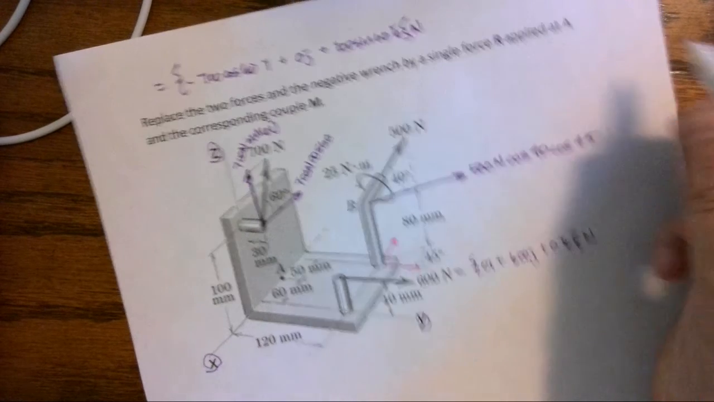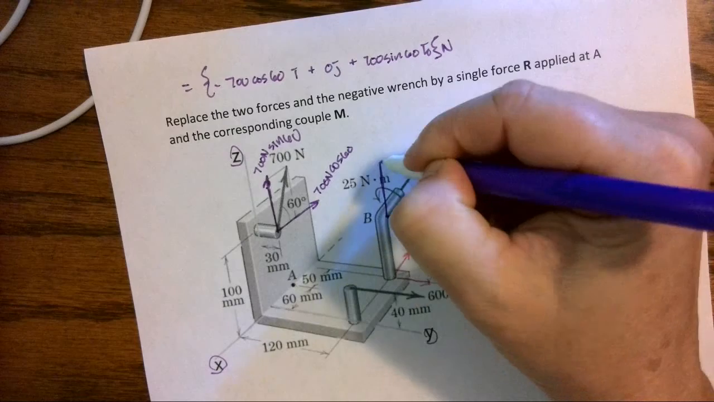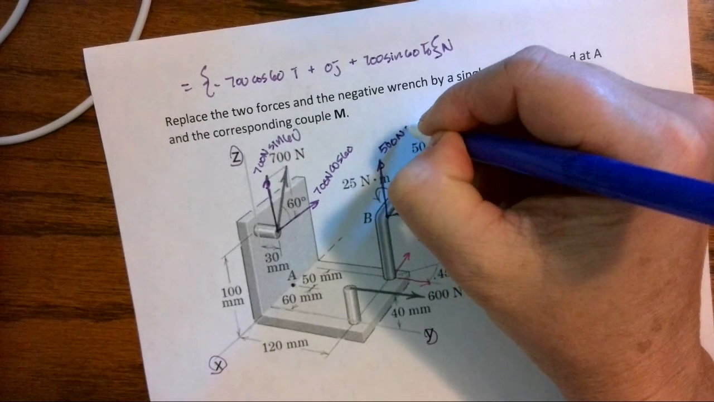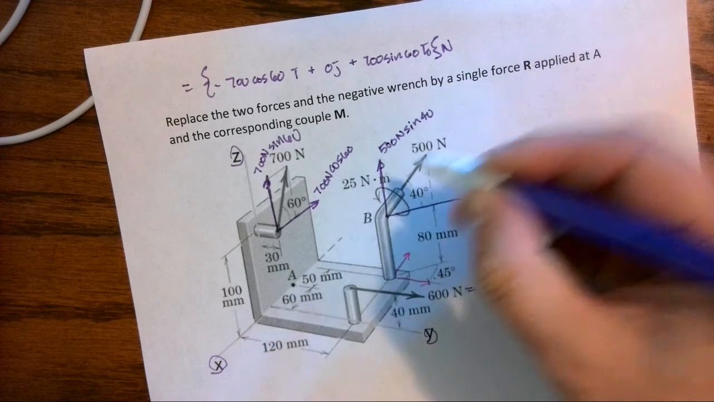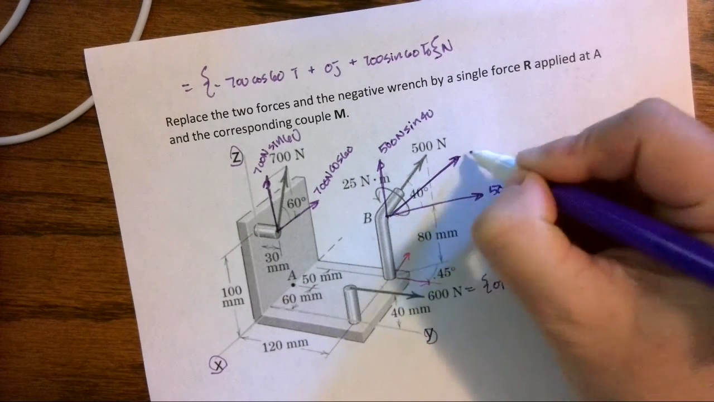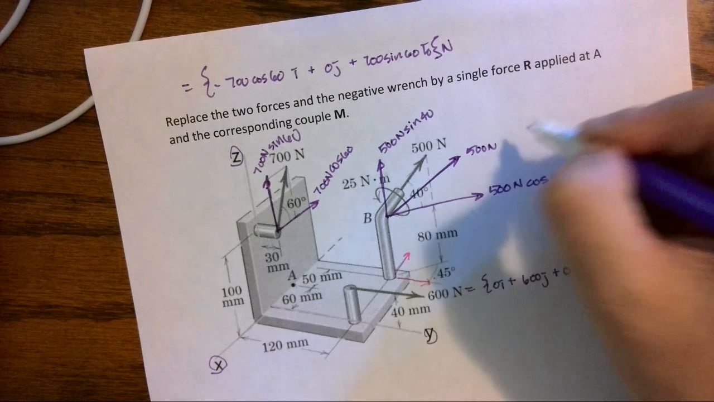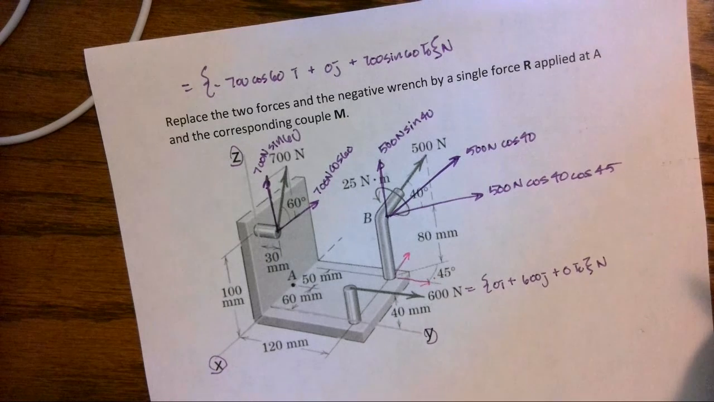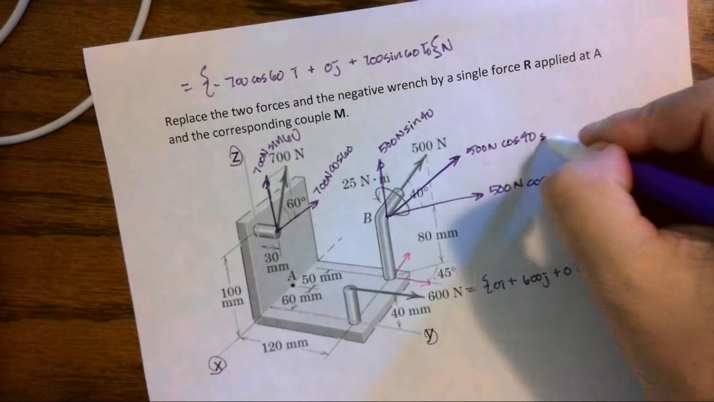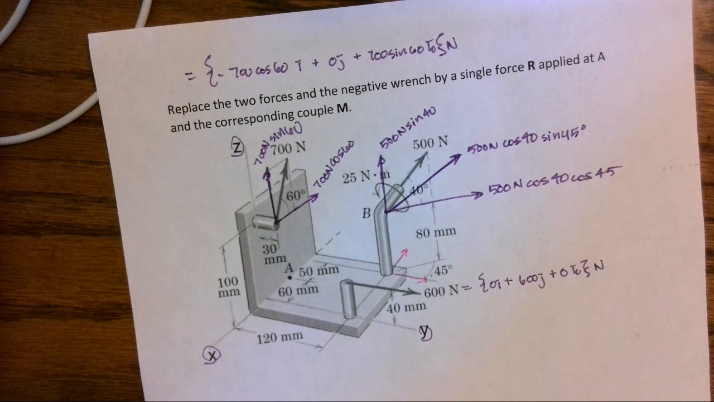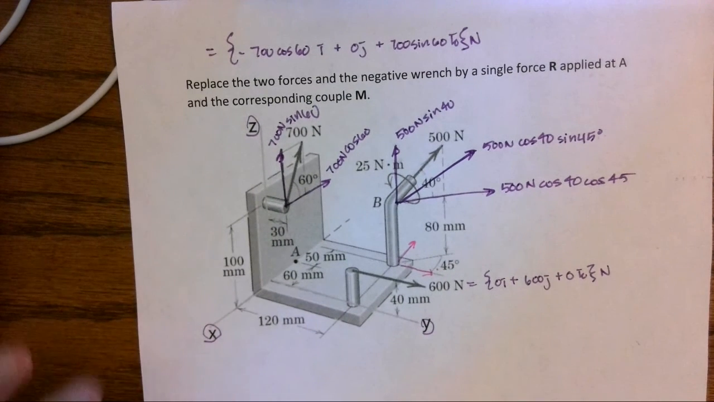I have a z component, which is 500 newtons sine 40. And then we have this x component going back, 500 newtons cosine 40 to get it out of the xz plane, and then sine 45, that takes care of our component in the xy plane. Okay, so we now have our forces broken down.